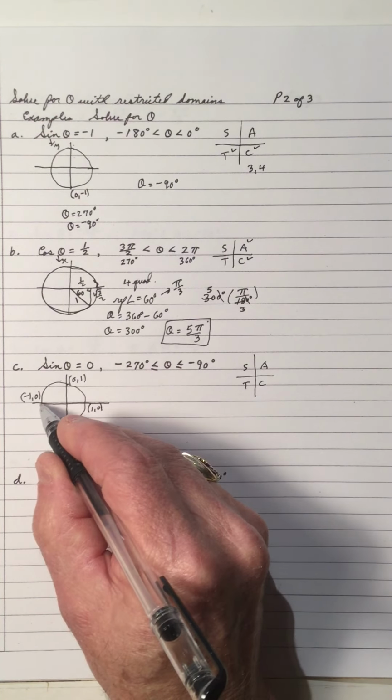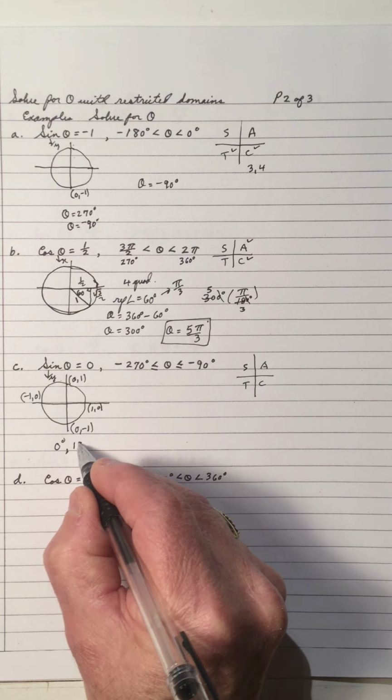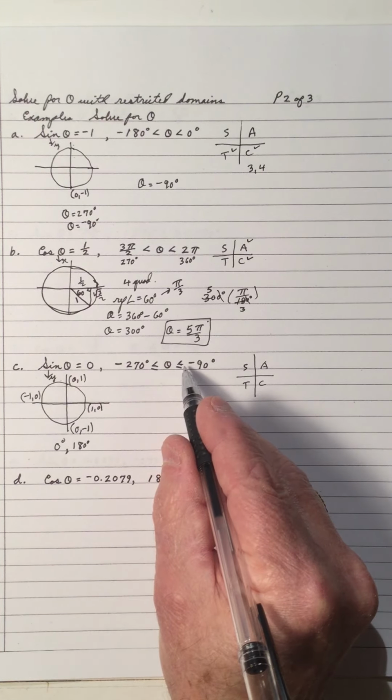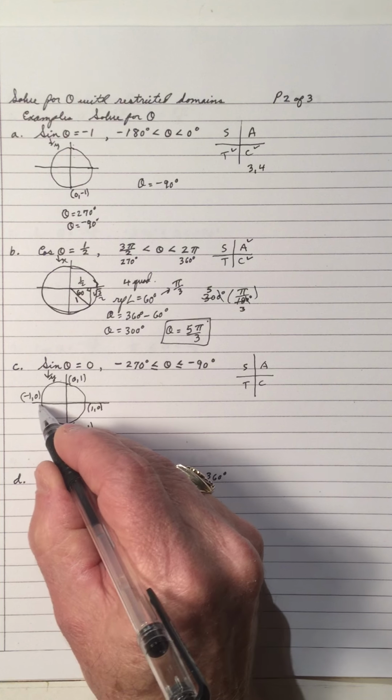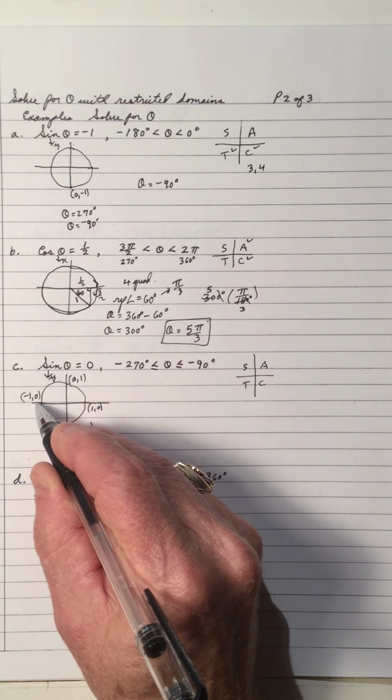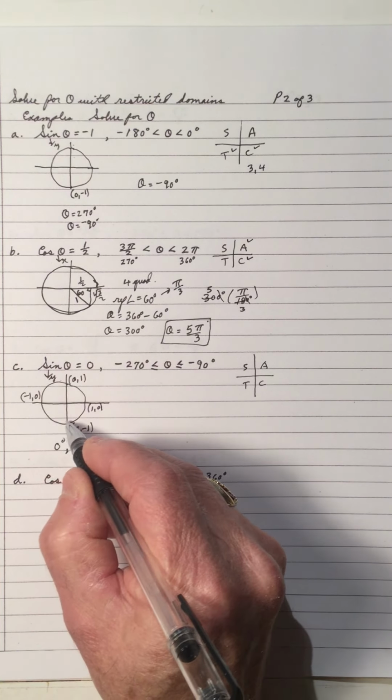We have 0 degrees and we have 180 degrees. Sine is the y. So we got 0 degrees and we got 180 degrees. But that's positive. But we want the negative rotation between negative 270 and negative 90. So this is negative 90, negative 180, negative 270. So we're between negative 270 and negative 90. So it's in here that we want.